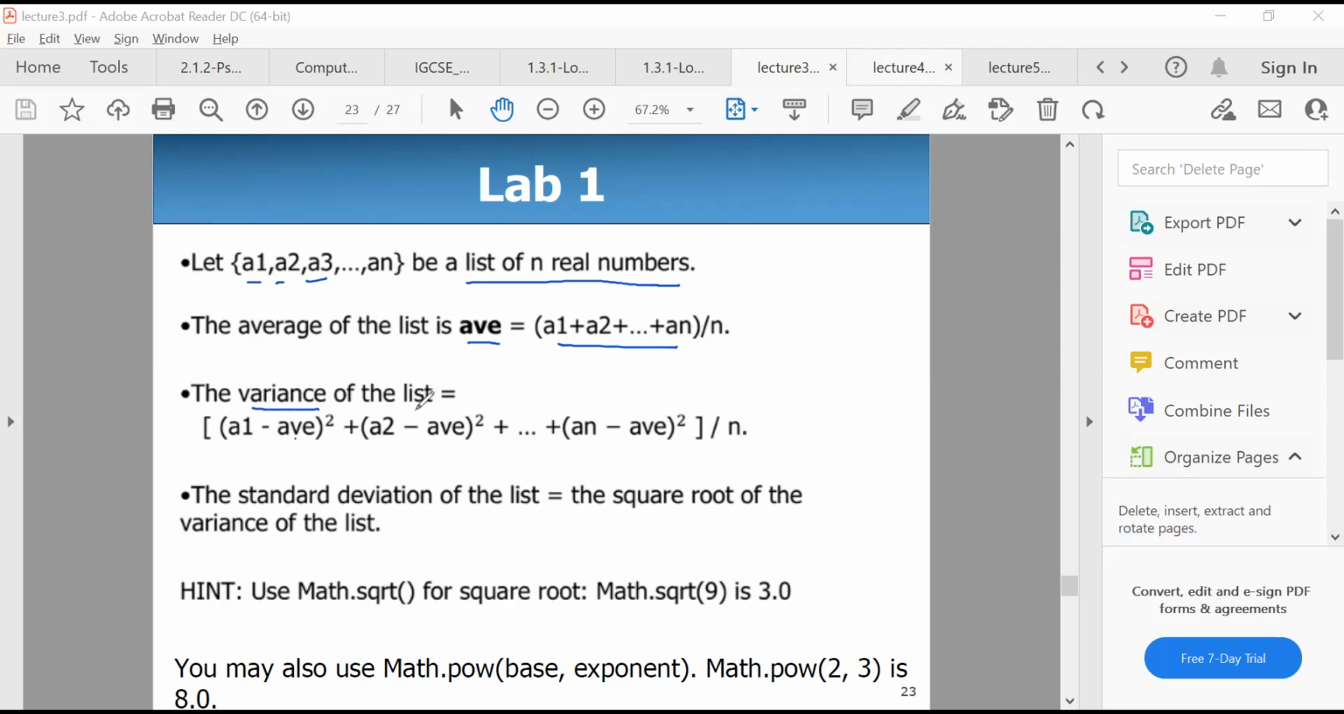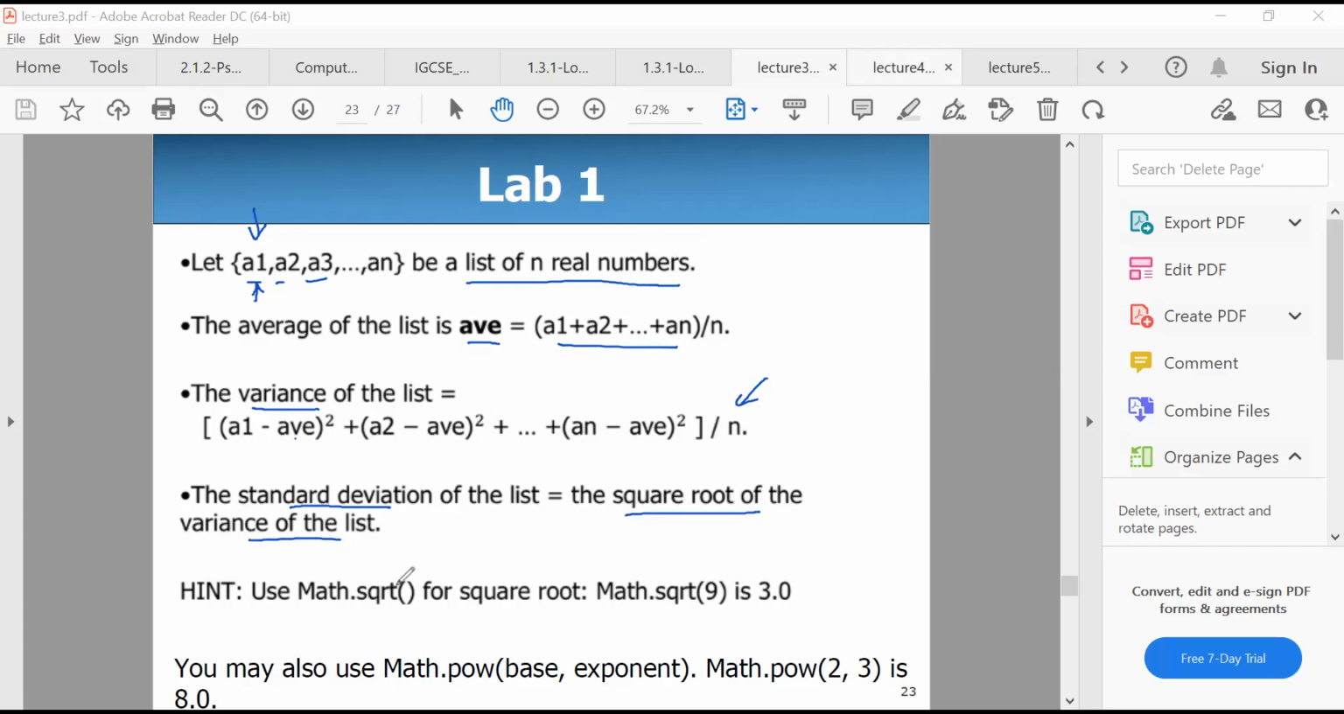But we talk here about the variance. The variance of the list is you subtract each number minus the average, and then you raise it to the power of 2. You have to do that for all the numbers in that list, and then you divide by the count, which is also okay. Then we would like to get the standard deviation of the list, which is the square root of the variance of the list.